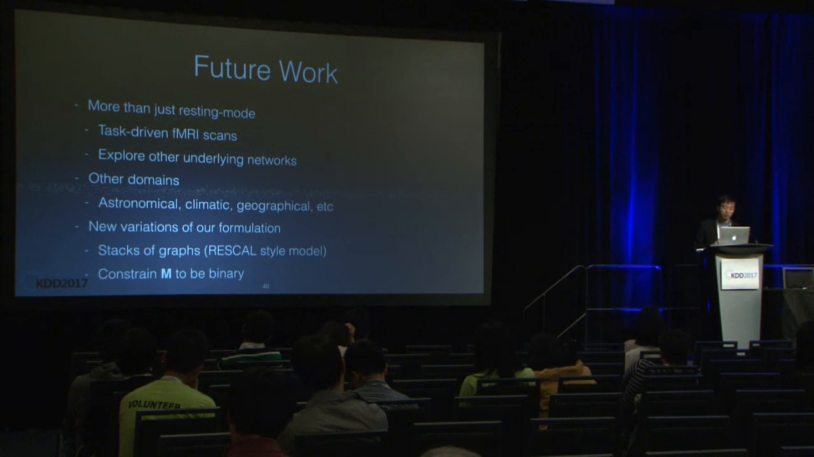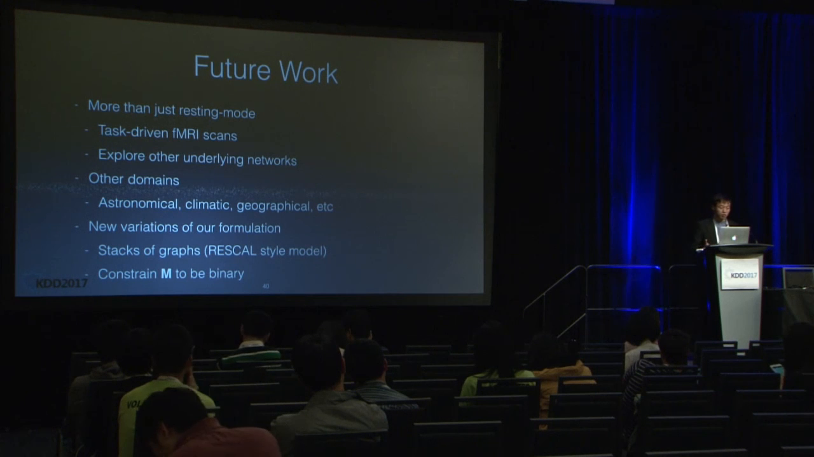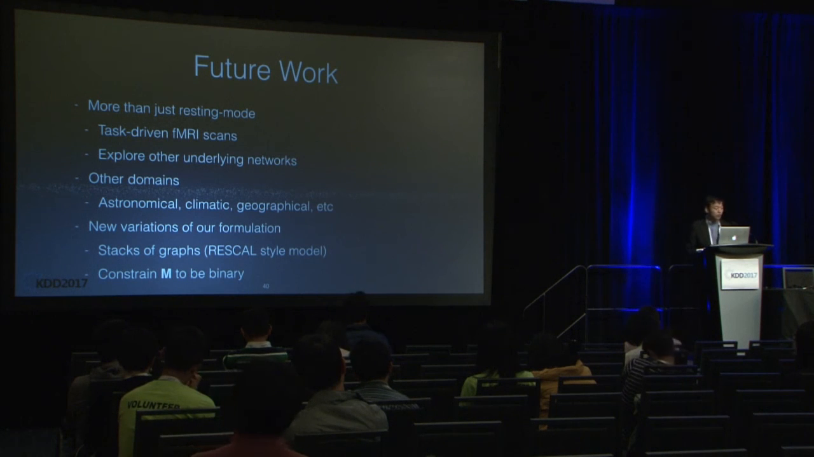The third direction would be new variations and extensions of our formulation. For instance, extending our formulation to look at stacks of graphs in a RASCO decomposition style model. Another direction, it is actually one of our ongoing projects, is to constrain the mixing matrix M to be binary, and we can put constraints on it to discover more useful insights. My advisor is giving a tutorial on constrained programming, integer linear programming, SAT formulations in Australia right now.